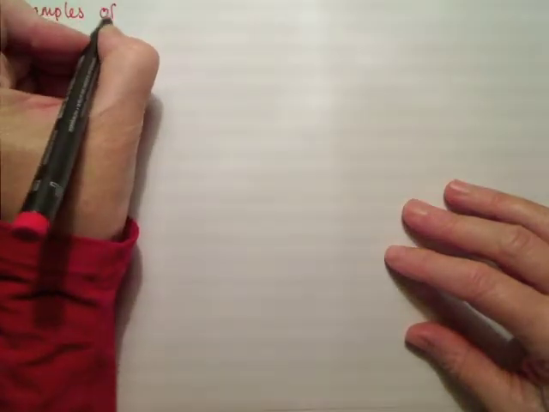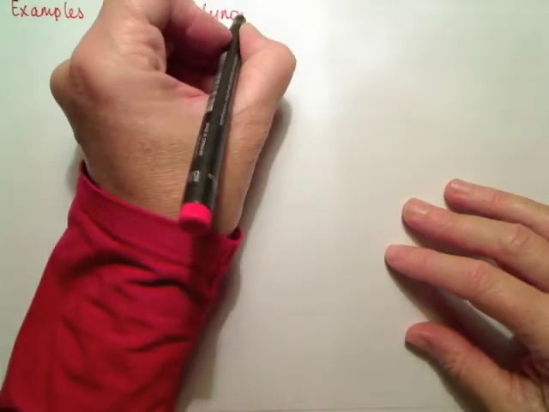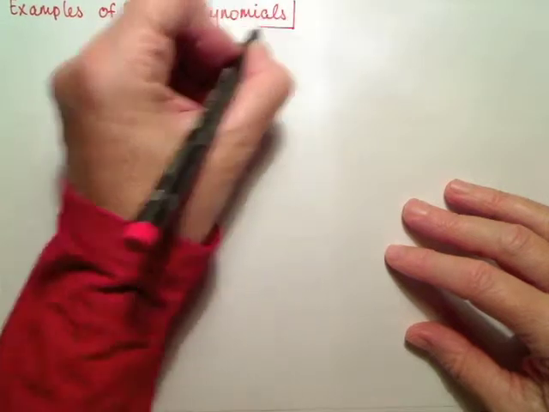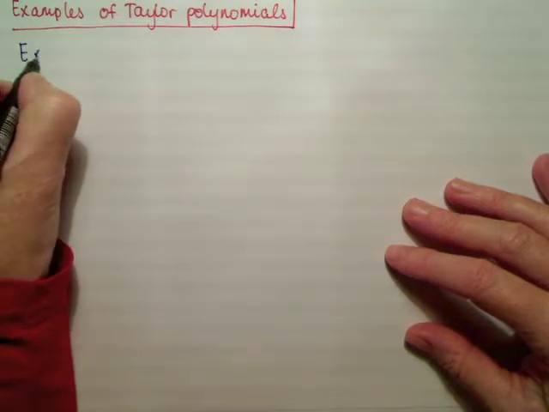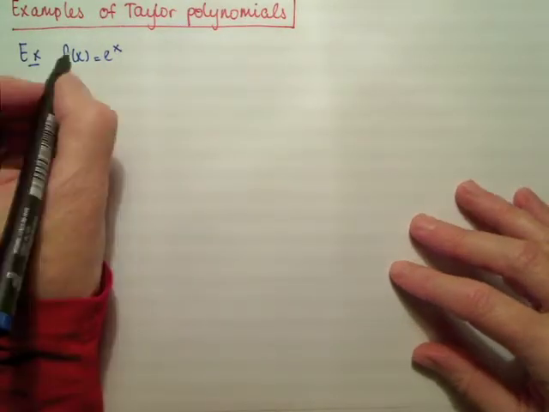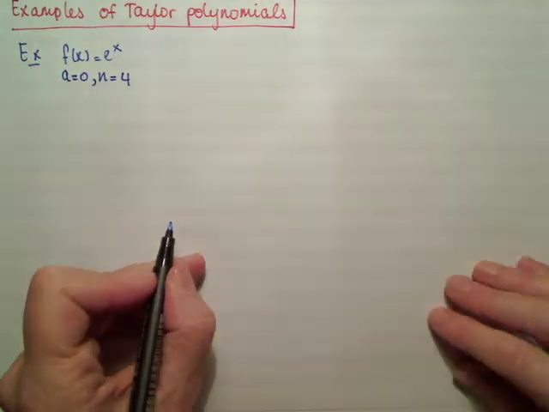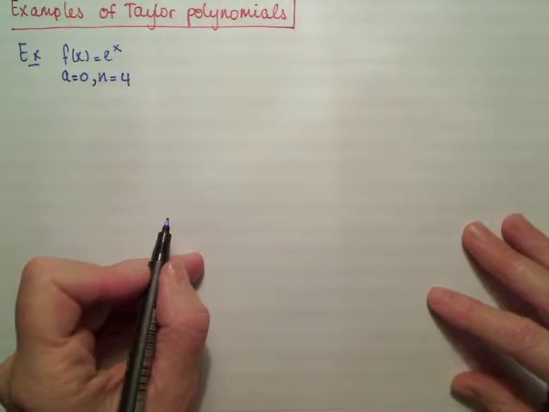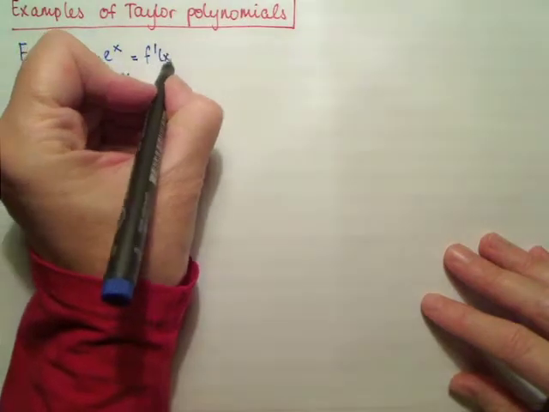Okay, so I'll discuss two more examples of Taylor polynomials. The first example is the well-known example of the exponential function. So we take f of x equal to e to the power x. Let us take our base point a equal to 0 and the degree of the polynomial equal to 4, and we know that all derivatives of e to the power x are equal to this function itself.